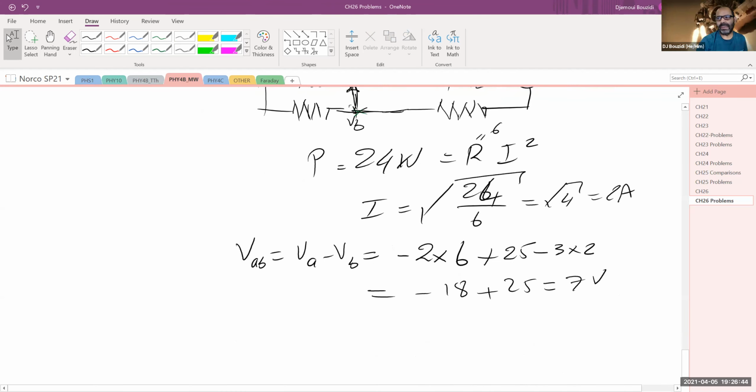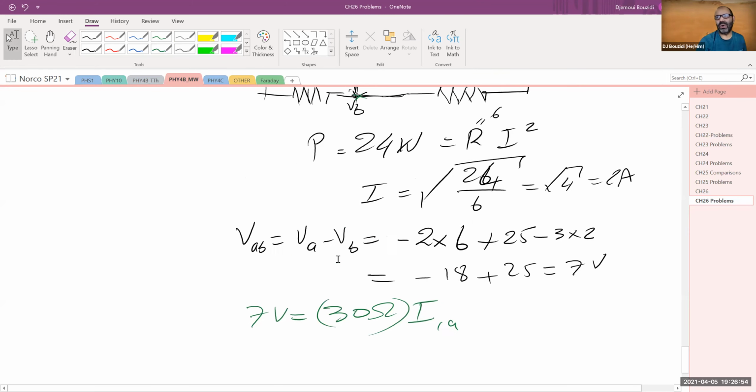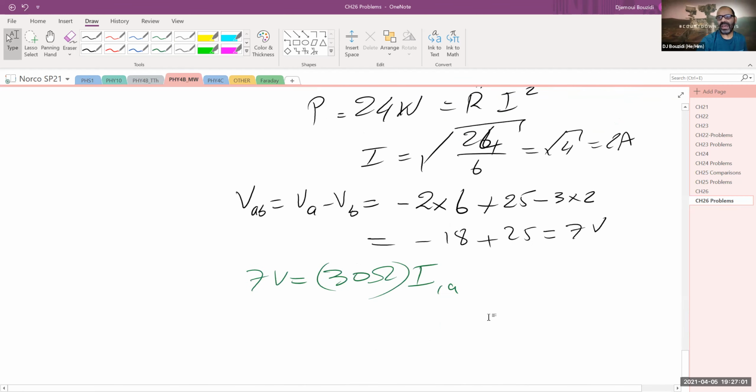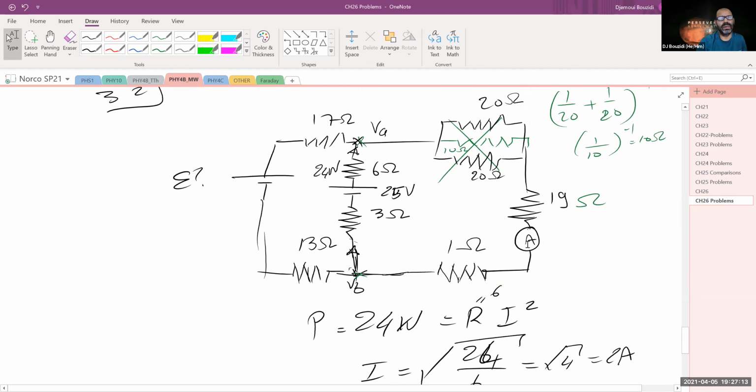So the 30 ohms is actually the resistor, the voltage drop between A and B still. So the voltage drop between A and B, which is 7 volts, is also equal to 30 ohms times the current flowing through, whatever you want to call it, 19, because we have a 19 ohms in here. Okay, so this is 19 ohms. So that gives me that current, and that is exactly what the ammeter is going to be reading. So the ammeter is going to be reading 7 over 30 amps. Okay, so that is the current that is going to be read by this ammeter.